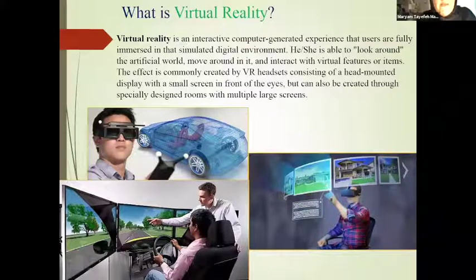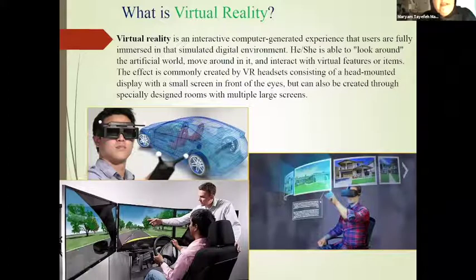As we can see in this picture, virtual reality is an interactive computer-generated experience that users are fully immersed in, in that simulated digital environment. And a person can be a part of that environment because he or she is using a head-mounted display, just like the Google glasses or some other headsets, which has the potential to allow some interaction with the virtual environment that he or she is inside.